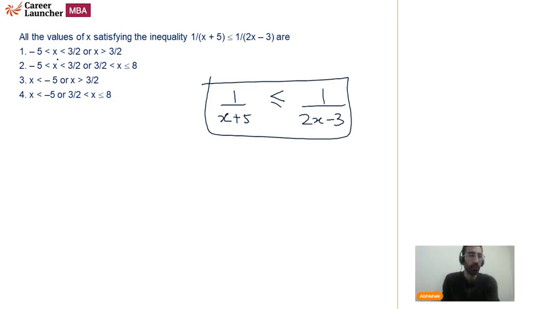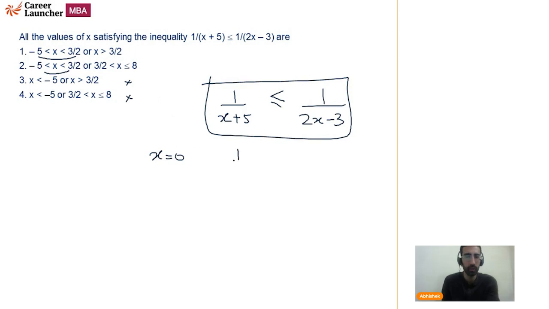We have options here that say x lies between minus 5 and so on, and you assume values to check if the inequation is working. But you do that first by looking at the options. Option 1 says x between minus 5 and 3/2. Option 2 also says minus 5 to 3/2. The other one says x less than minus 5. The other one says, again, x less than minus 5. Look, neither here nor here do we have x equal to 0. We just don't have x equal to 0, right? We do have x equal to 0 here. So the fastest thing to do is just put x equal to 0, and check if the inequation works.